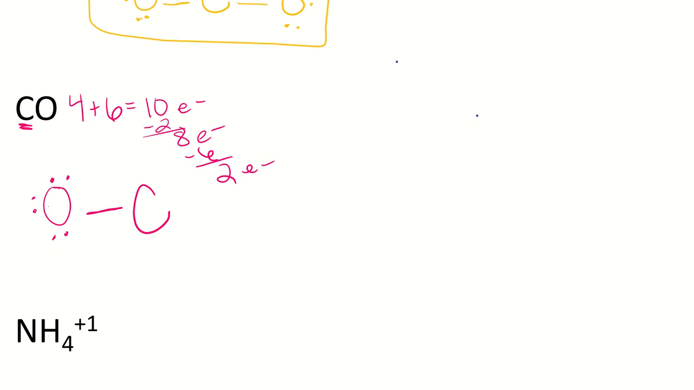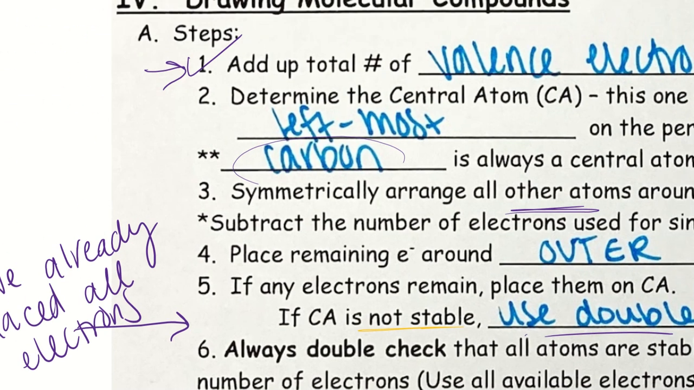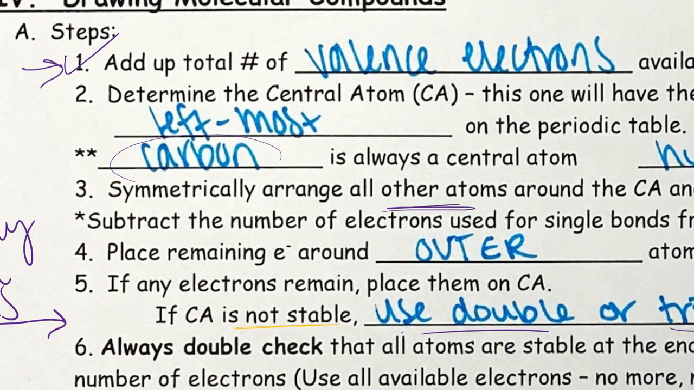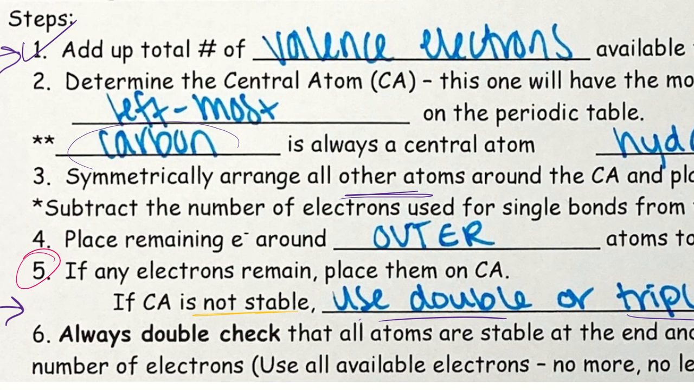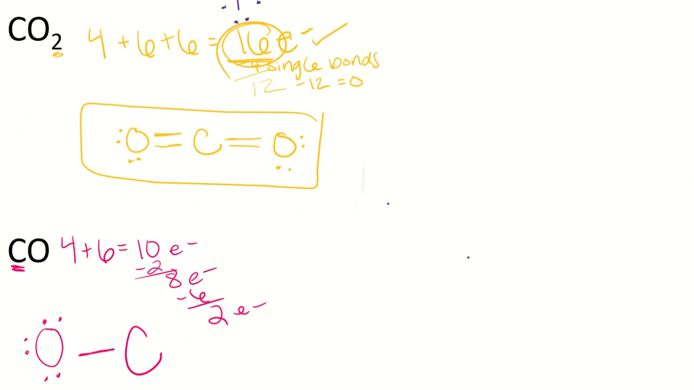And so if you get lost, again, your first line of defense is go to the instructions and follow these step by step. I added my valence electrons, I did my central atom, I symmetrically arranged them, I subtracted, I placed them around the outer atoms. Good. Now here it tells you exactly what to do. If any electrons remain, place them on the central atom. So it is allowed to have lone pairs on your central atom.